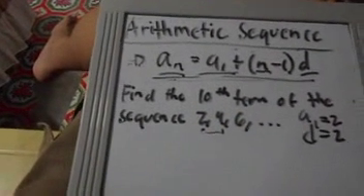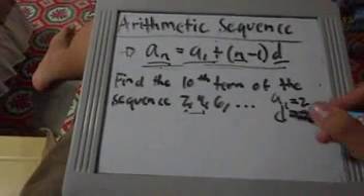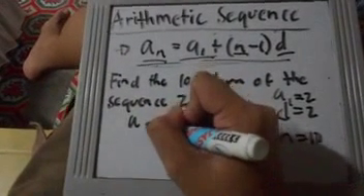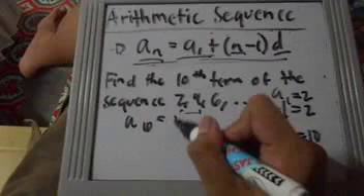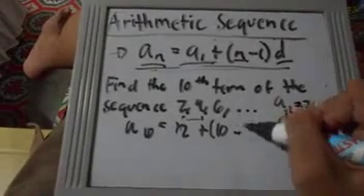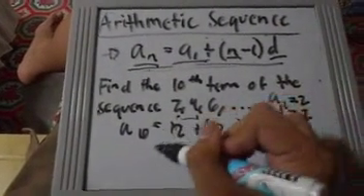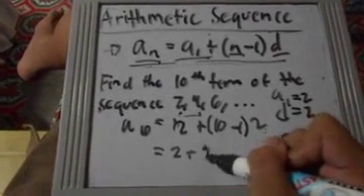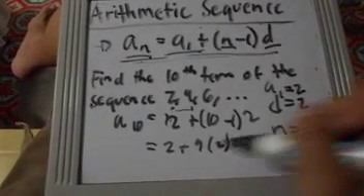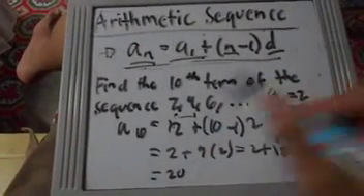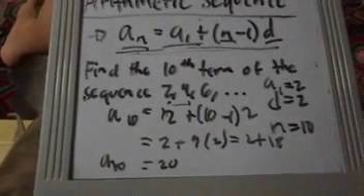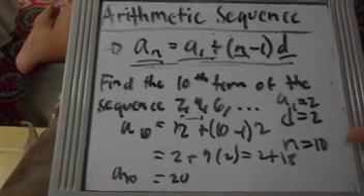Now, the missing term: we are asked to find the 10th term, therefore our n will be 10. Substituting it to the formula, a sub 10 equals 2 plus 10 minus 1 times 2, which is equal to 2 plus 9 times 2, equals 2 plus 18, equals 20. Therefore, the 10th term of the sequence 2, 4, 6, dot dot dot is 20.